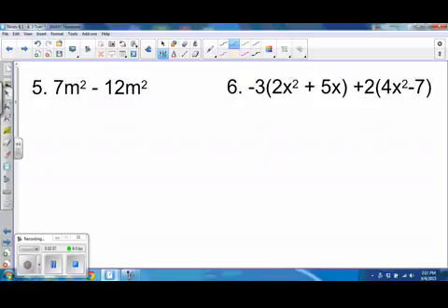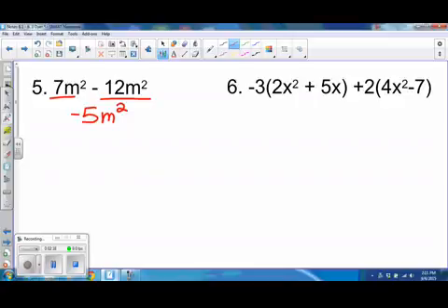Okay, let's go over the last 2. These are like terms. They're like terms because they have exactly the same variables with exactly the same exponents. If they didn't, they would not be like terms and you couldn't combine them. But since they are, we can. So we have 7 minus 12, which is negative 5, and it stays m squared. It's like 7 apples minus 12 apples is negative 5 apples.